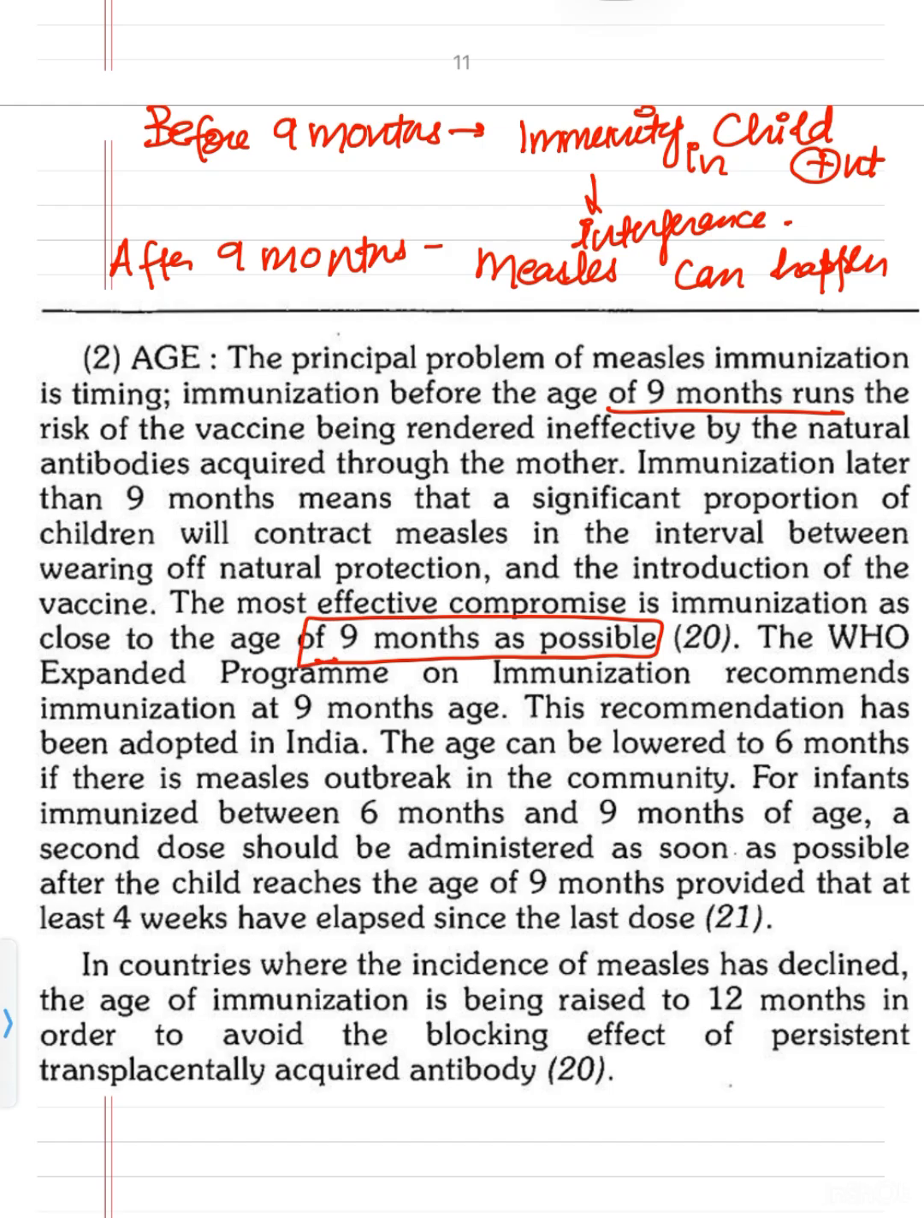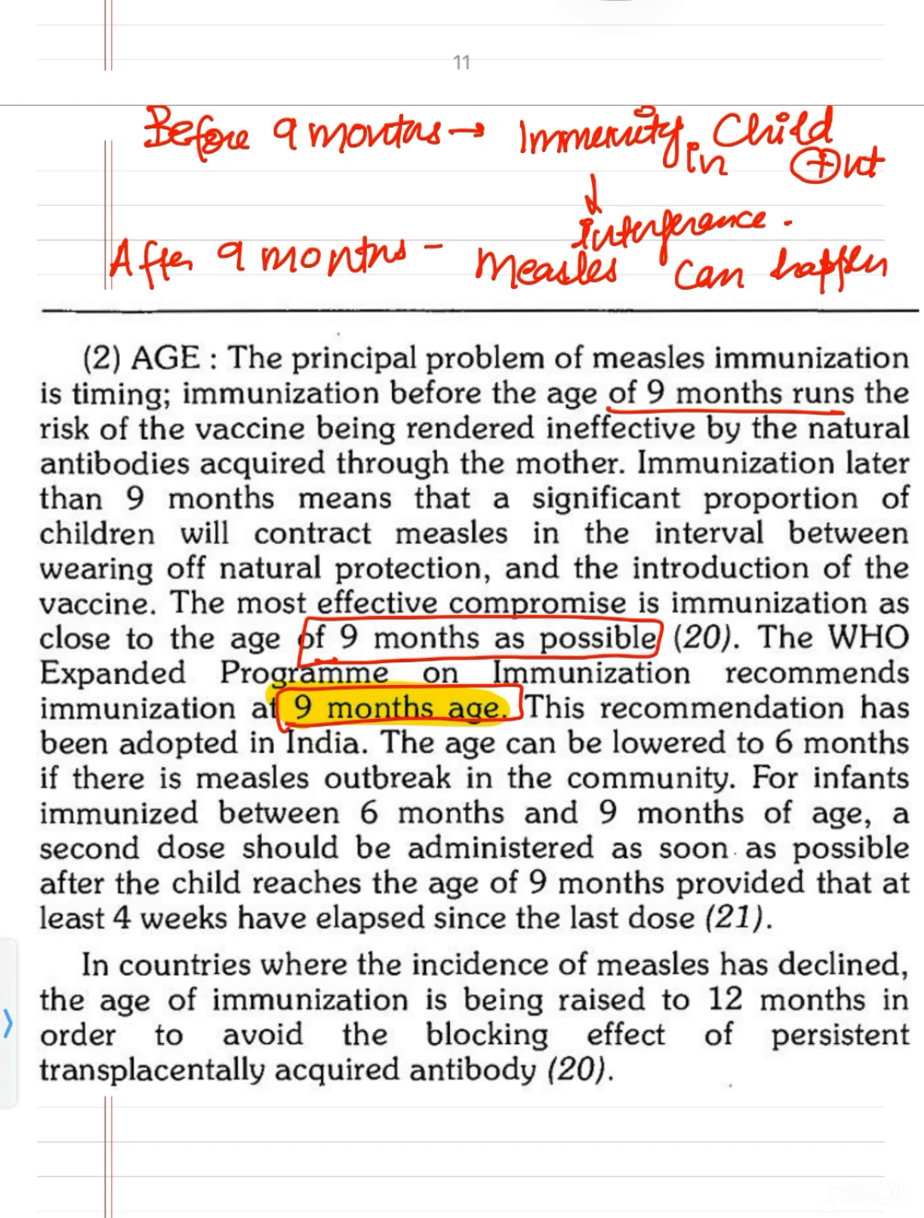WHO also said it should be given at 9 months, so India adopted the same. So in India, we go for the compromise of 9 months. Now they are saying that there is a community in which there is an outbreak of measles.